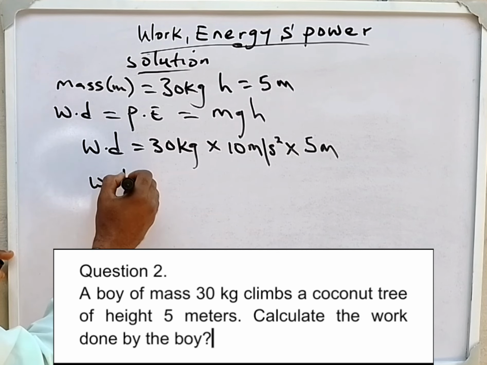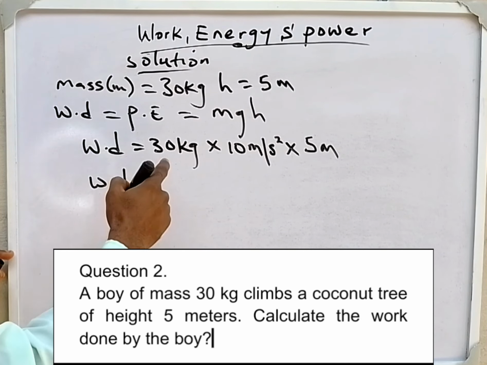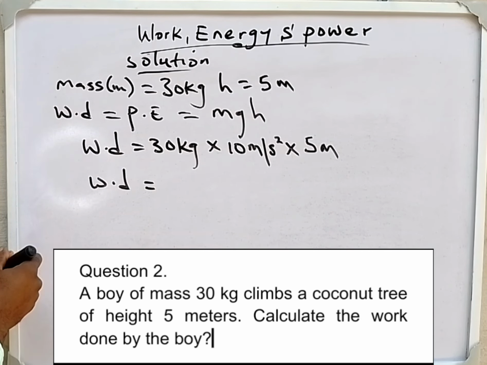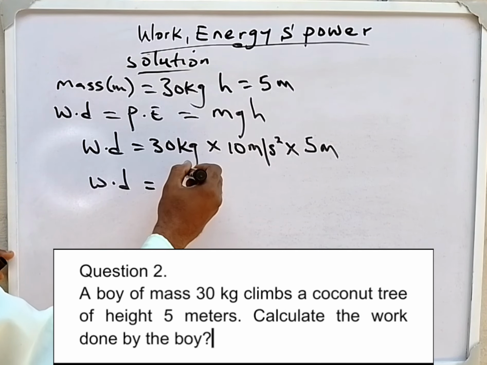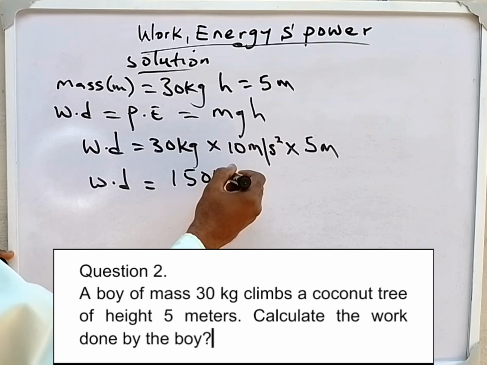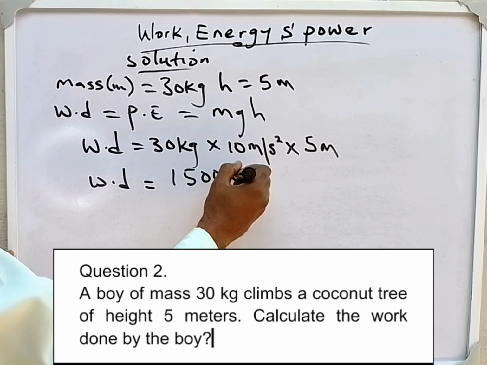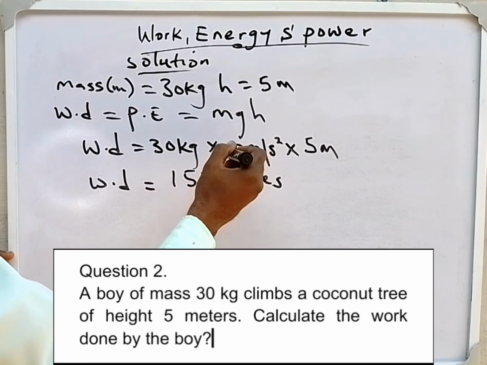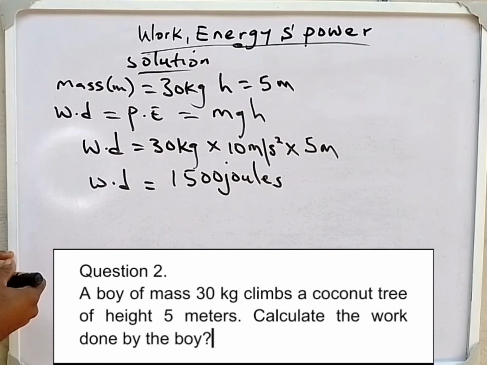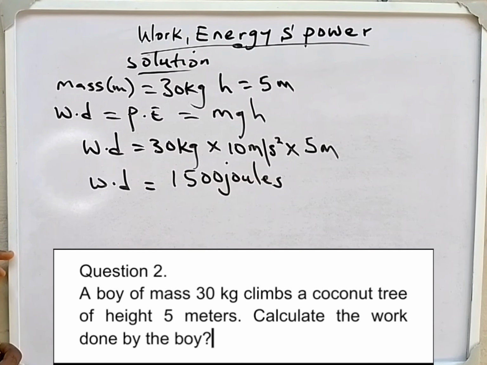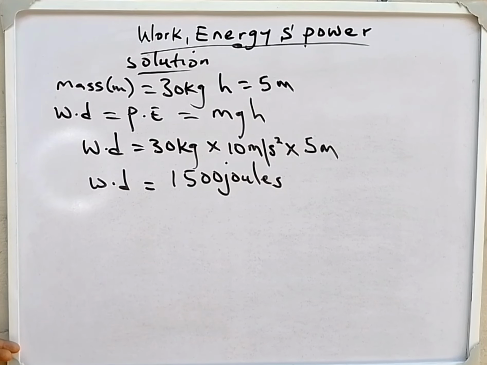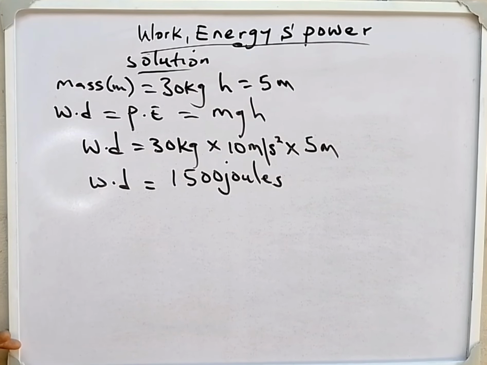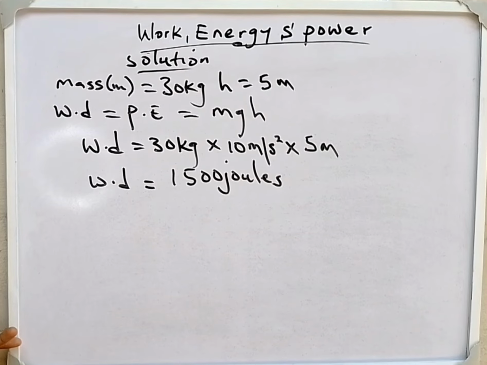So work done by the boy is equal to 30 times 10, 300. 300 times 5 will give you 1,500. So 1,500 joules. So work done by the boy is 1,500 joules. So we'll go to the next question. This one is very simple.